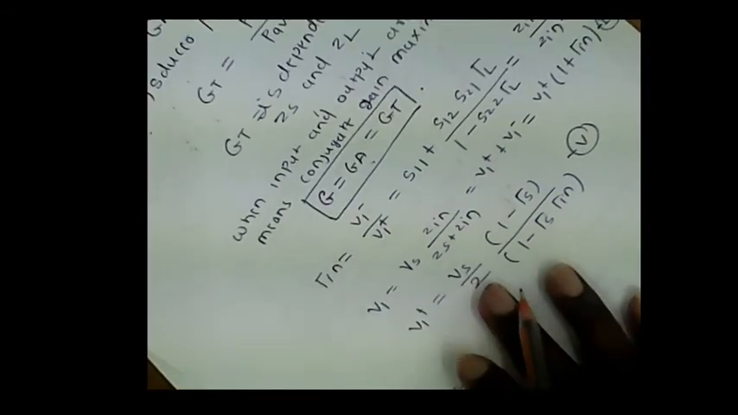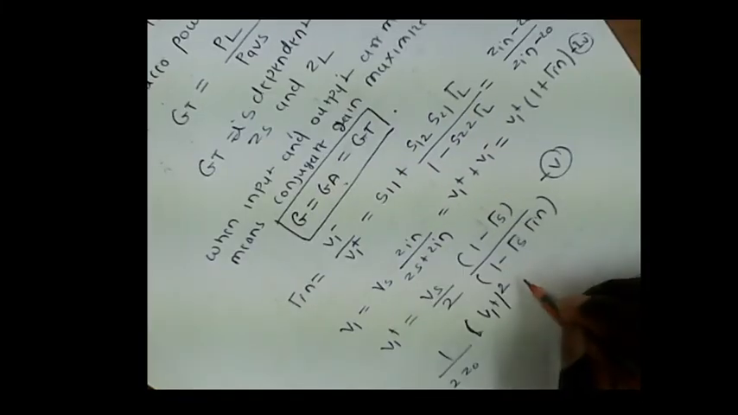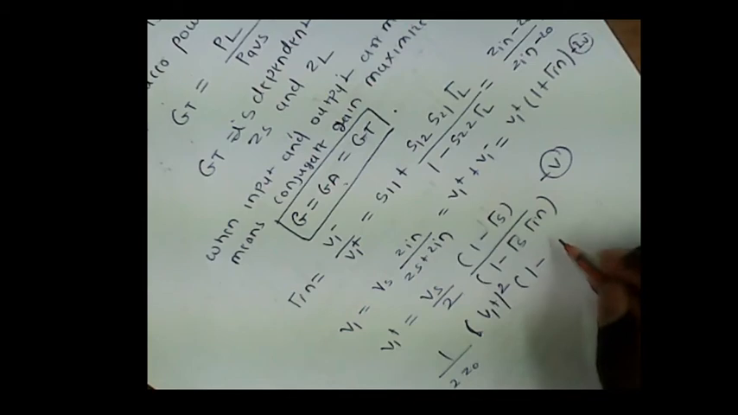So if the values are assumed to be peak voltages, then the average power delivered to the network, P in, can be calculated. So P in is equal to 1 upon 2Z naught times the bracket of V1 plus, squared, times 1 minus gamma in, squared.